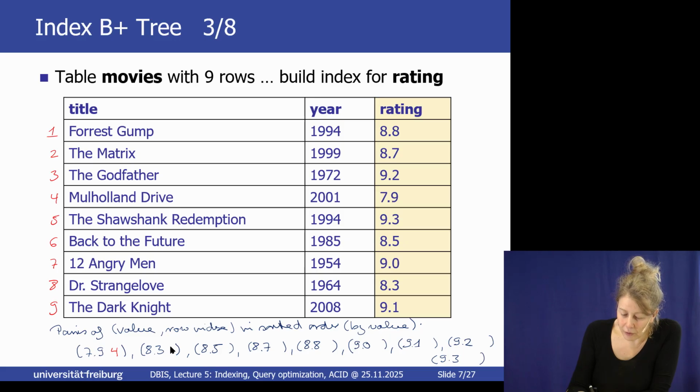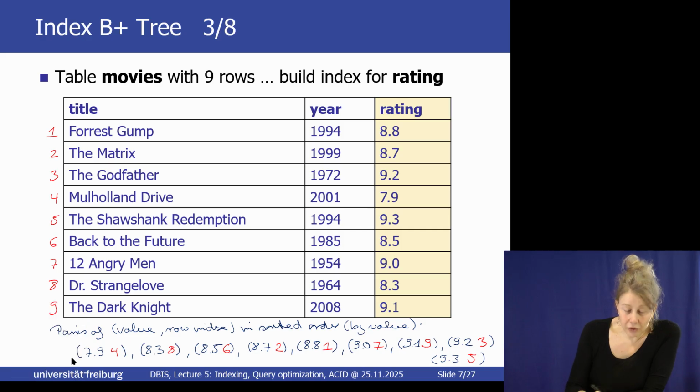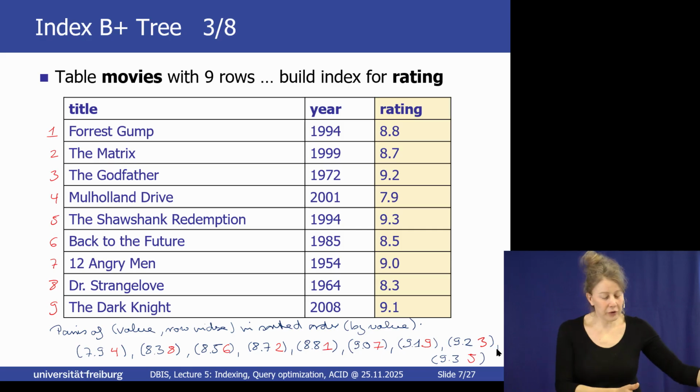Which one is it? Here? 6, here, 2, yes, exactly, 1, 7, 9, and 3, and 5, right? Okay, and so the orange numbers should be a permutation of the row indices. That's what sorting does. It permutes it in a way.